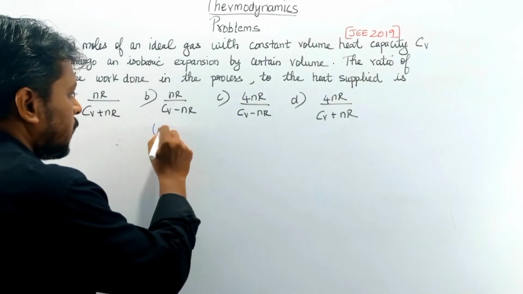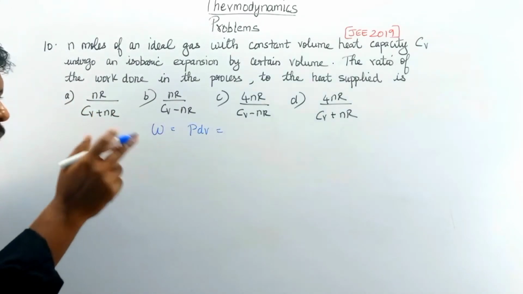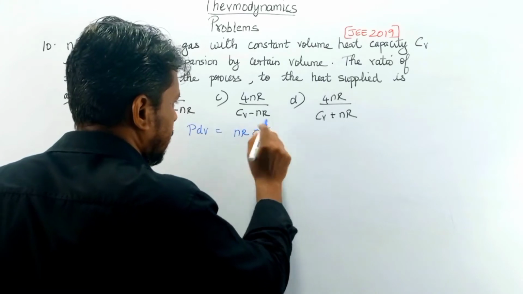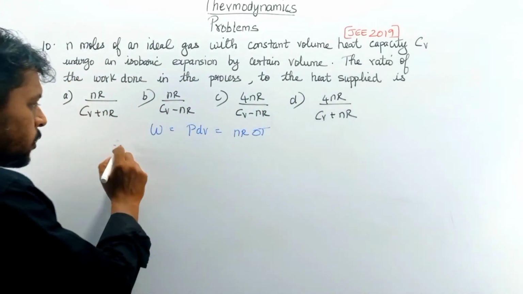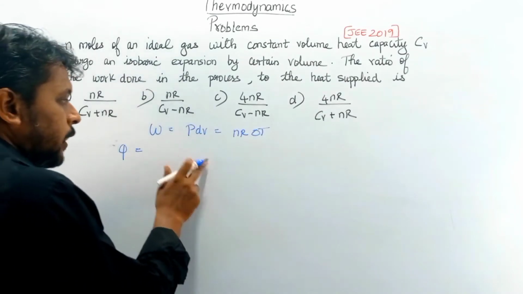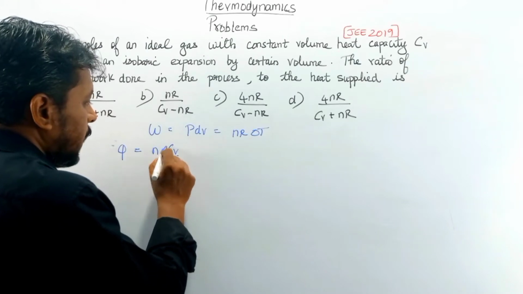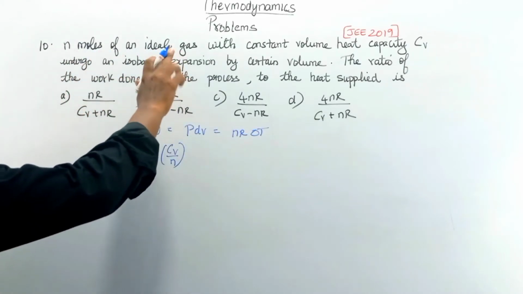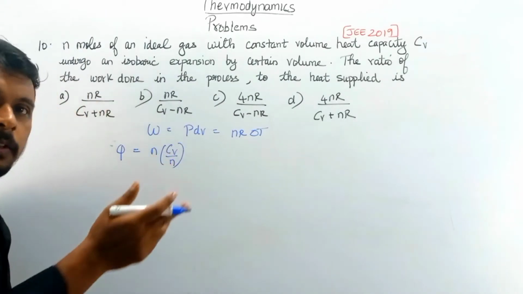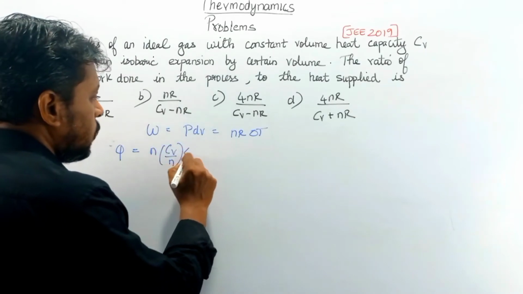You know that work done in a constant pressure process is P into dV. From the ideal gas equation, PV is equal to nRT, this could be written as nR delta T. Now what is the equation for Q from the first law of thermodynamics? Q is equal to delta U plus W. In case of delta U, the change in internal energy, here it is given n moles of ideal gas with constant volume heat capacity CV, so CV per number of moles. So n into CV by n into delta T.